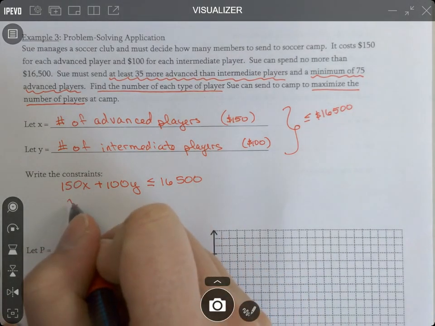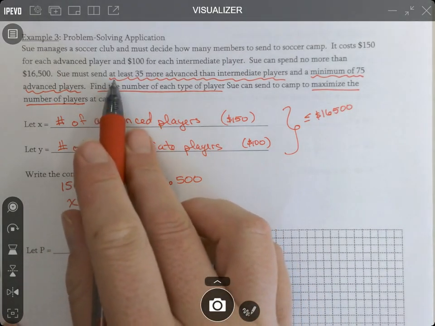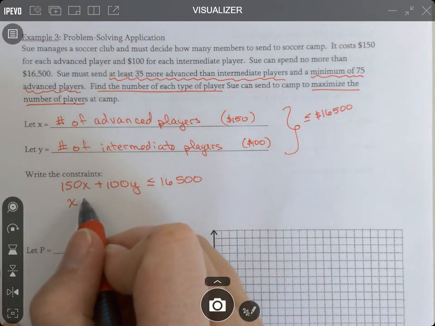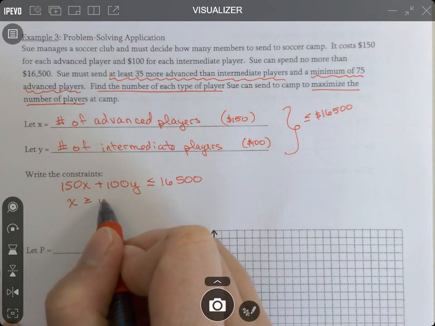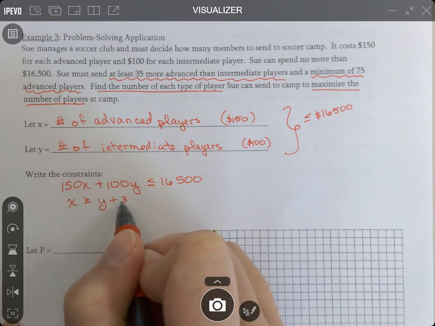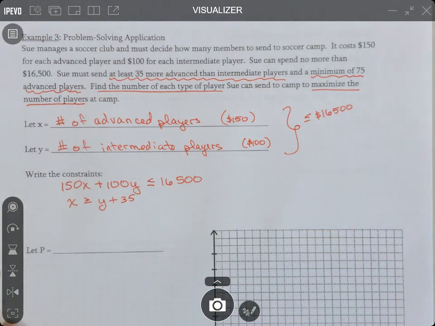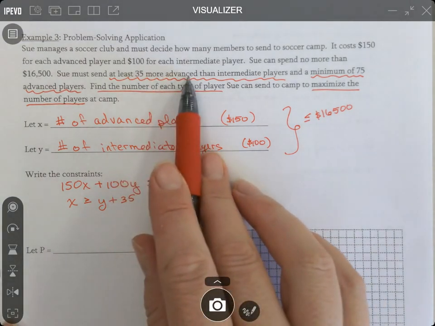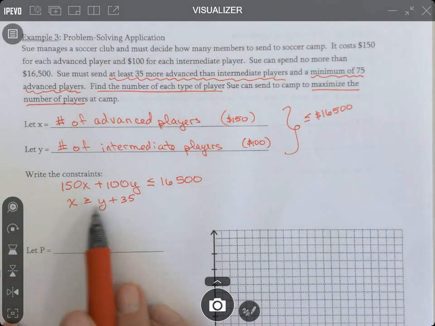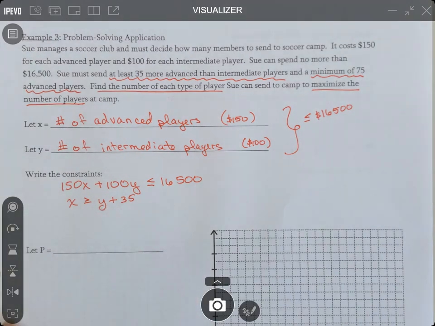So the advanced players, it says at least 35 more advanced players. So the advanced players have to be greater than or equal to her intermediate players plus 35. A lot of people want to flip that because they're thinking of 35 more advanced players. Your advanced players have to be whatever you have plus 35.